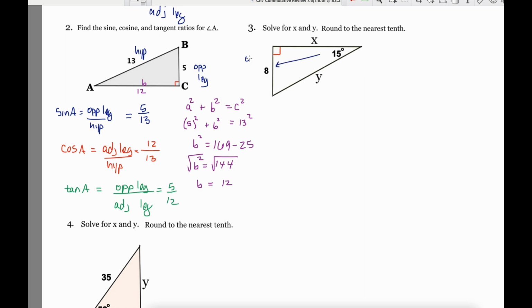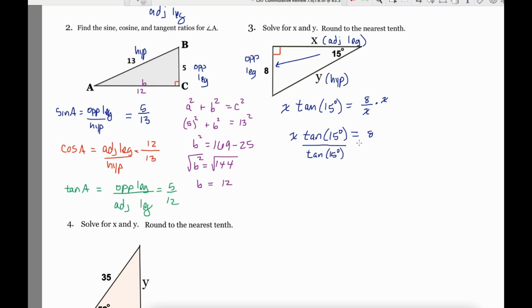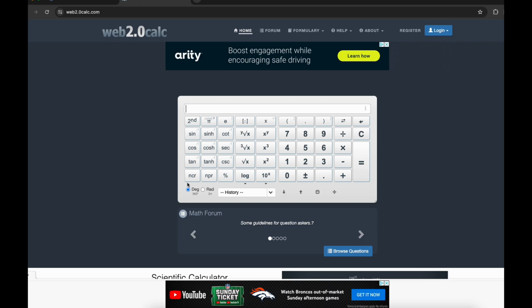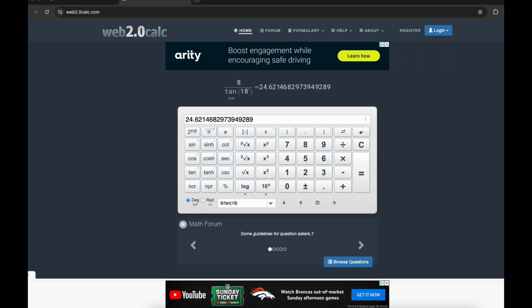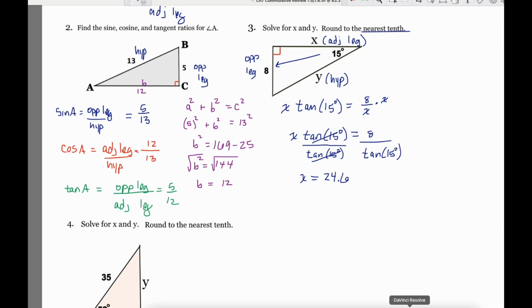Looking at number 3, we're solving for x and y. We're looking for the sides here, so we're going to use our trig functions. Let's start off with using tangent 15 to find the adjacent leg. I'm going to multiply x to both sides, divide by tangent of 15, and we get x equals, I plug this into the calculator, 24.6, rounded to the nearest tenth.